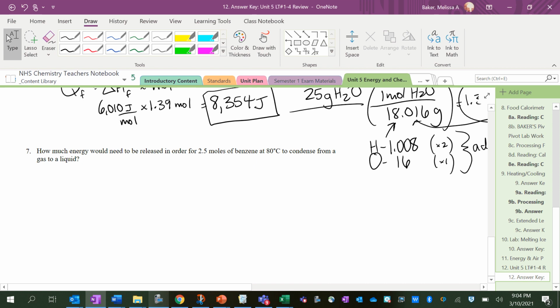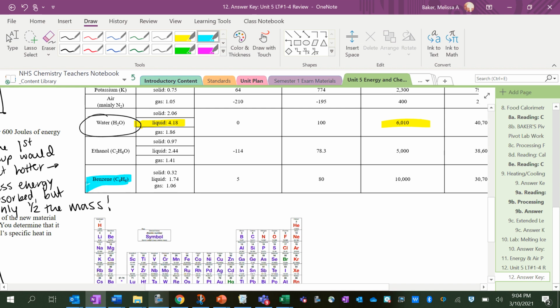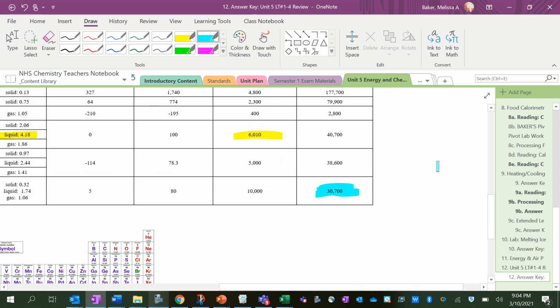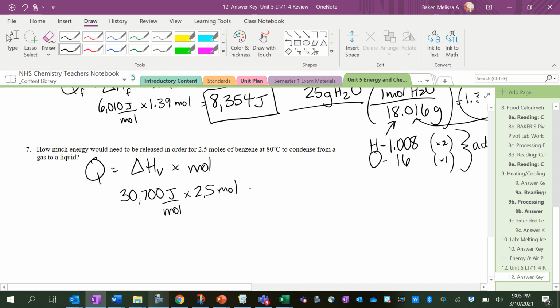How much energy would need to be released in order for 2.5 moles of benzene at 80 degrees to condense from a gas to a liquid? So let's look at benzene. Its heat of vaporization is for condensation, so 30,700 joules per mole times 2.5 moles. And this answer is going to be negative because we are releasing energy. So 30,700 times 2.5, releasing 76,750 joules in order for that many moles of benzene to condense.